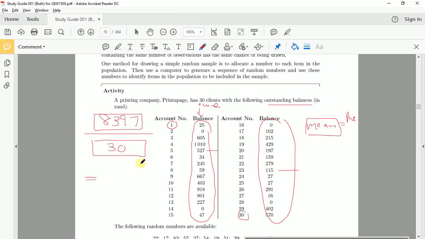Then what do you do? You divide it by 30. So divide that by 30. That's the average. What is it? 279.9. Okay, that's the average. Do you agree? Yes. Did you have to do it that way?